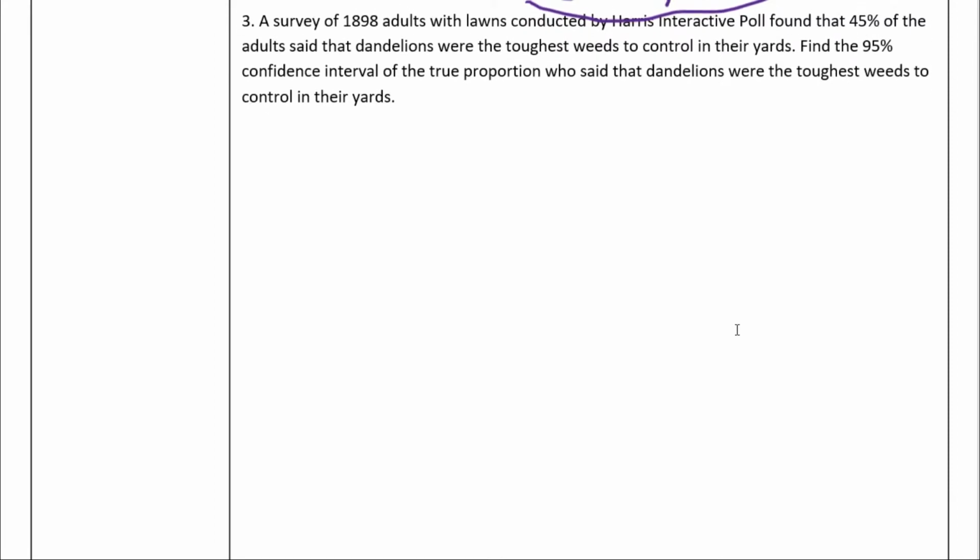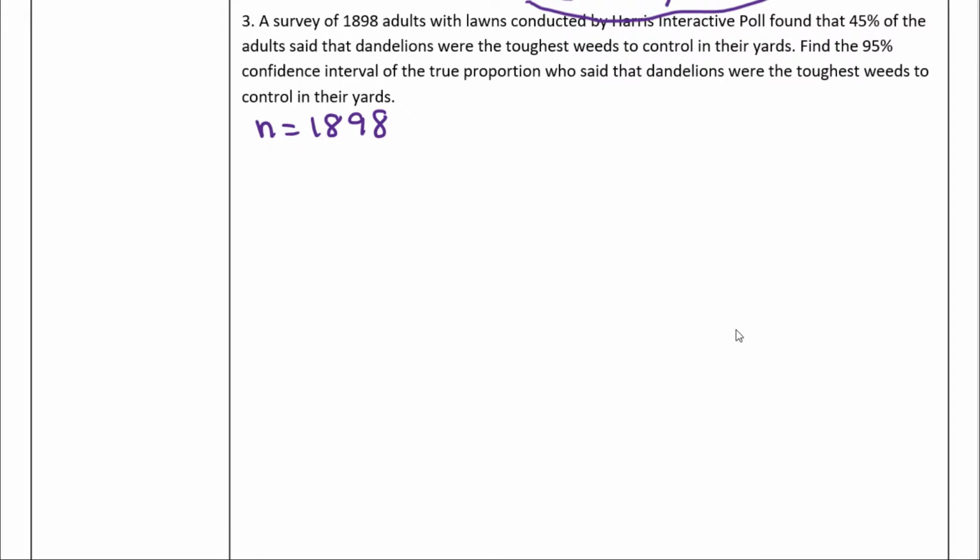All right, let's look at another example. A survey of 1,898 students with lawns conducted by Harris Interactive Poll found that 45% of the adults said that dandelions were the toughest weeds to control in their yards. Find the 95% confidence interval of the true proportion who said that dandelions were the toughest weeds to control in their yards. So we have our sample size, 1,898 adults.